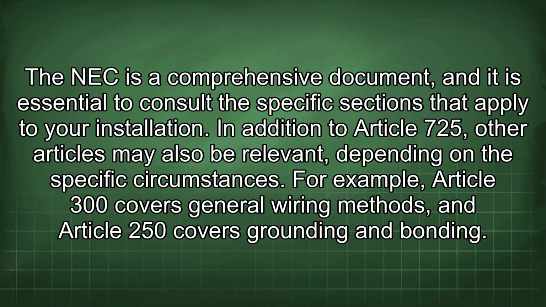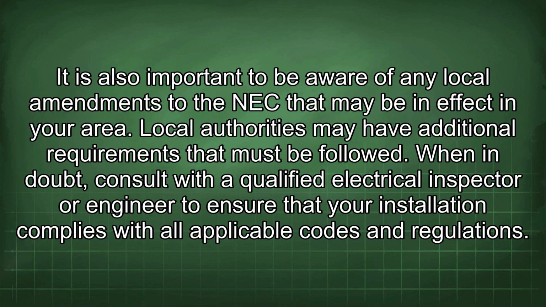The NEC is a comprehensive document, and it is essential to consult the specific sections that apply to your installation. In addition to Article 725, other articles may also be relevant, depending on the specific circumstances. For example, Article 300 covers general wiring methods, and Article 250 covers grounding and bonding. It is also important to be aware of any local amendments to the NEC that may be in effect in your area. Local authorities may have additional requirements that must be followed.